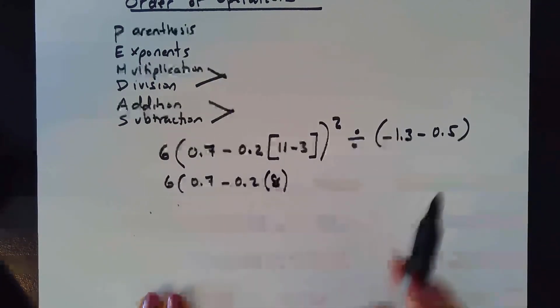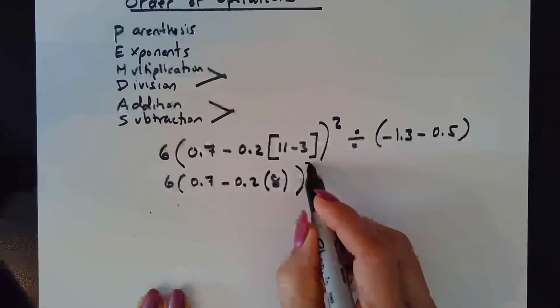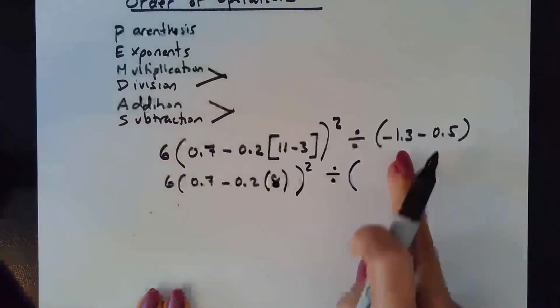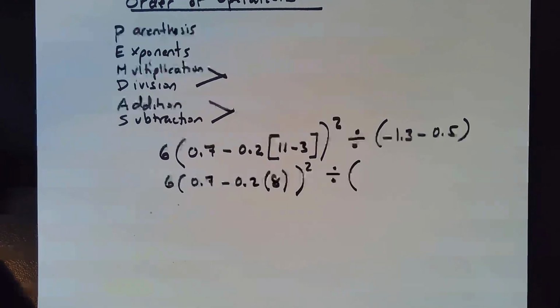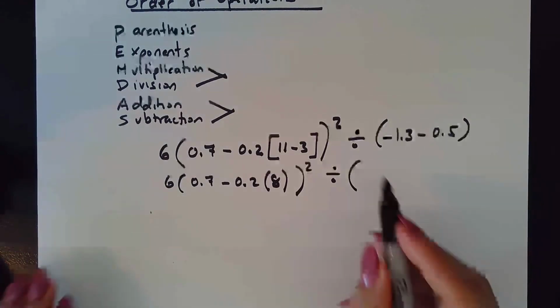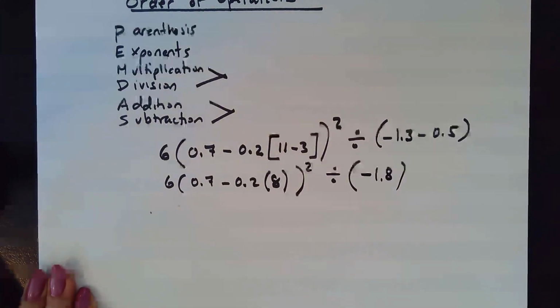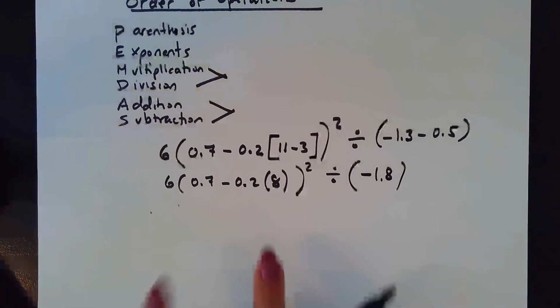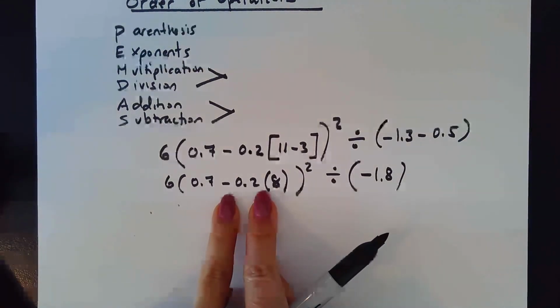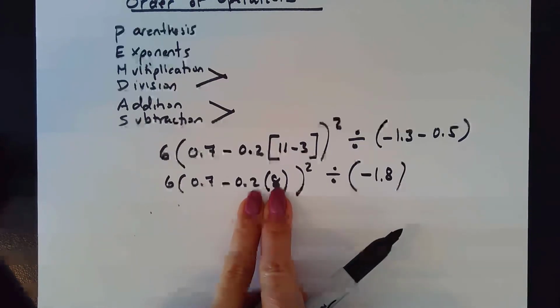So you write 8. And then close parentheses, square, divided by. And you can simplify that parentheses as well, which is negative 1.3, right? And then minus 0.5, which gives you negative 1.8. Okay. Still working from the inside out, your parentheses comes first, right? So you're going to take negative 0.2 times 8, right?